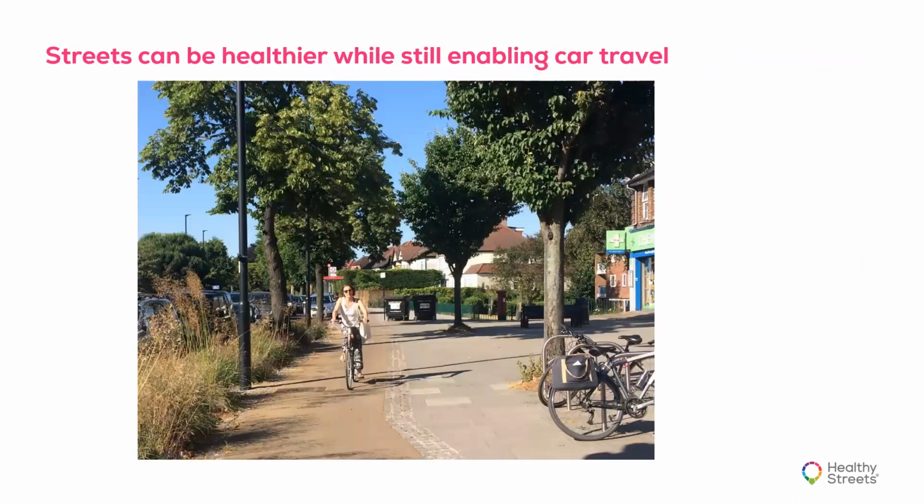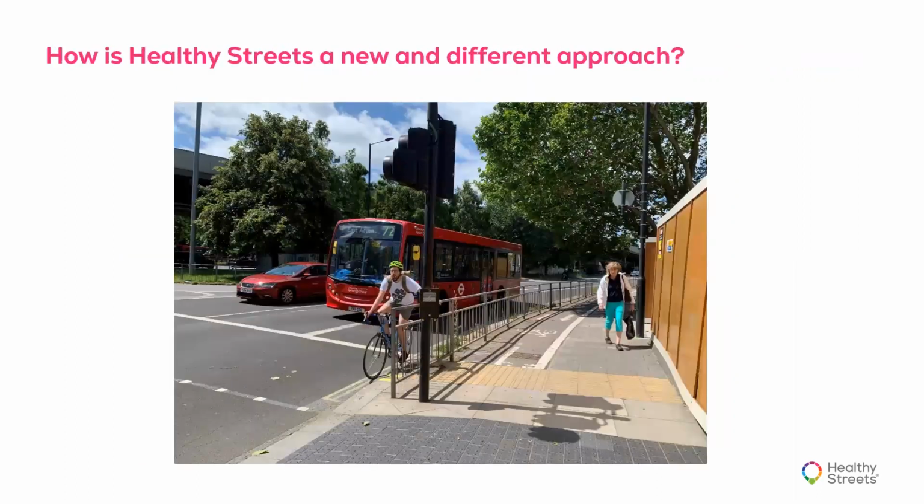The Healthy Streets approach aims to create places that primarily meet basic human needs, and this will include car use in many places. How is the Healthy Streets approach new and different? Well, it's not about providing the minimum space where people could technically walk or could technically cycle. It's thinking about the experience that human beings have in street environments.